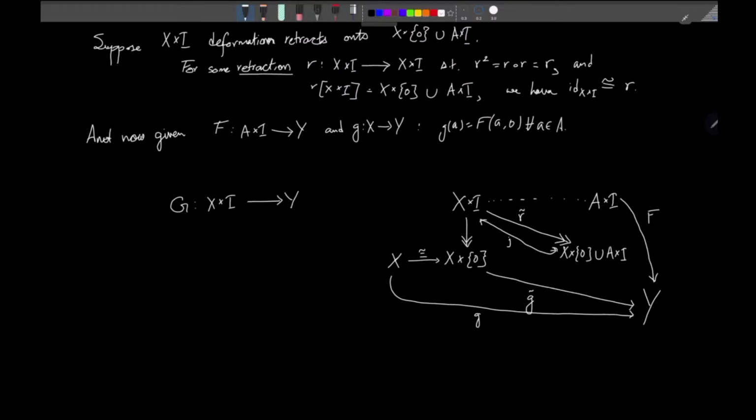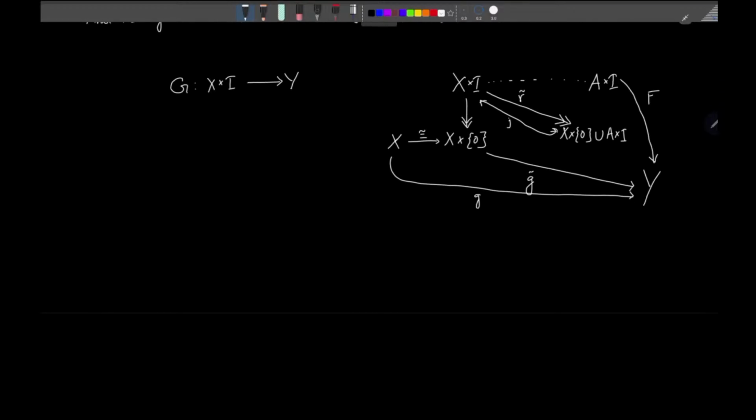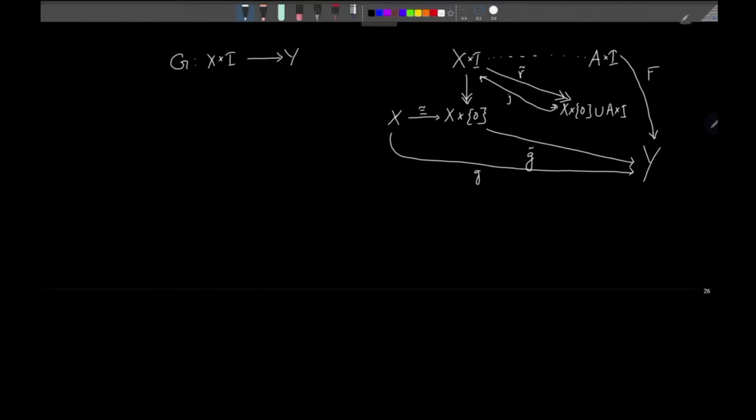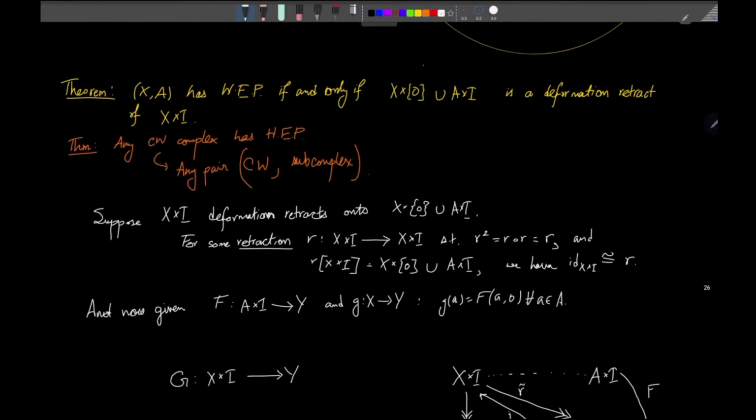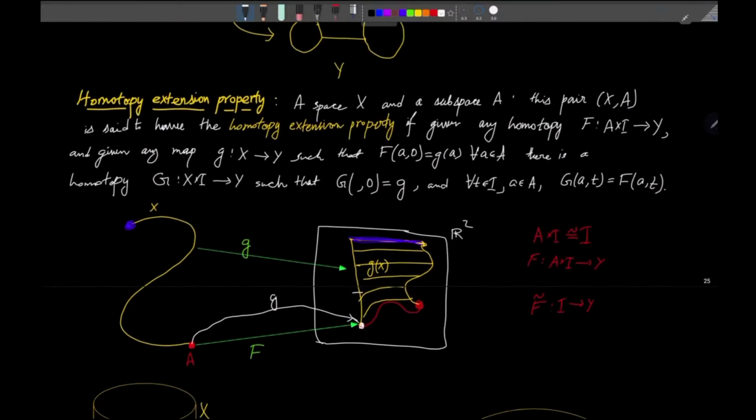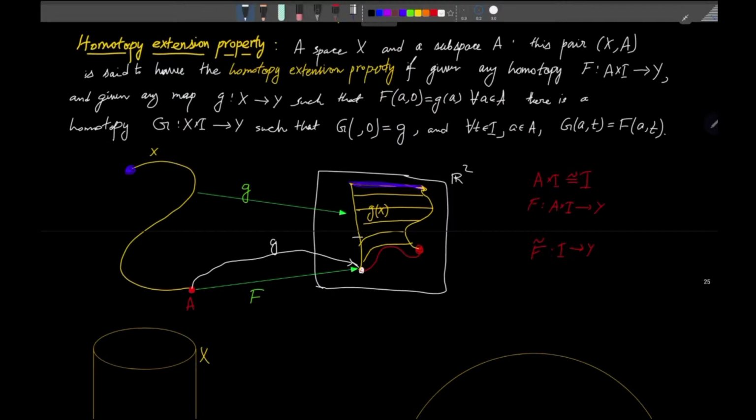So if we try to do something with this diagram right here. We have this space, a copy of X, and we have A cross I, and this special condition in the definition of a homotopy, the homotopy extension property, comes in here.